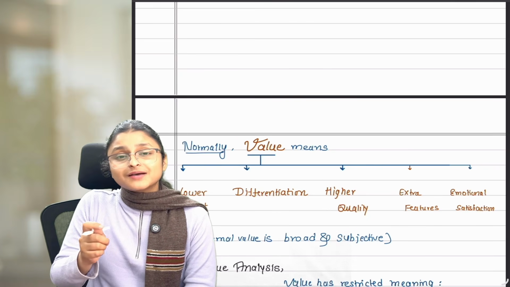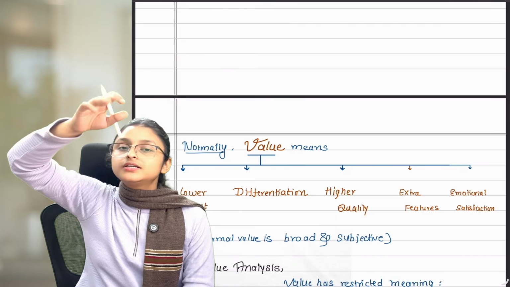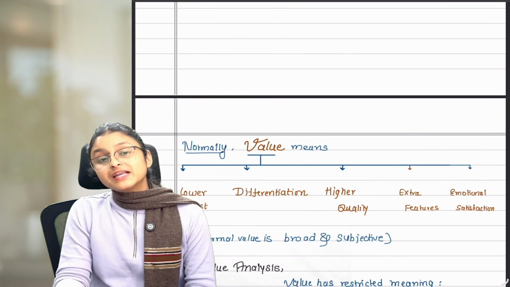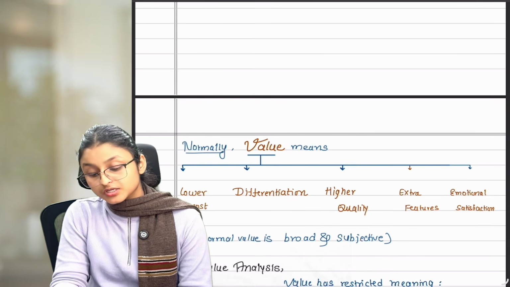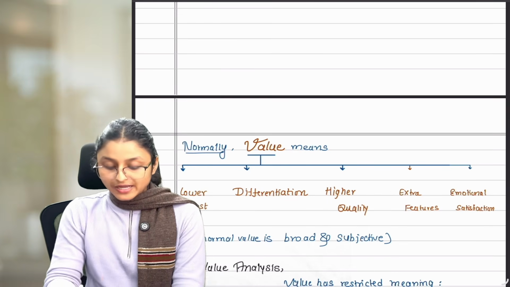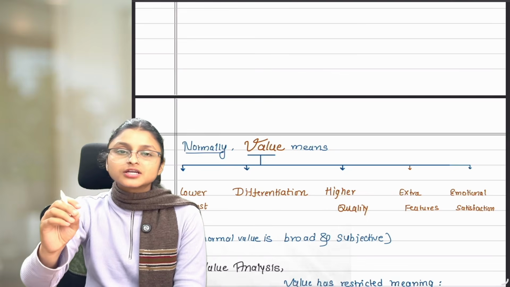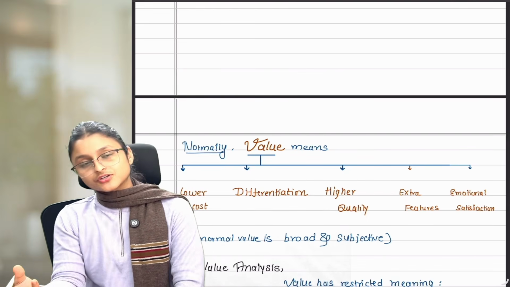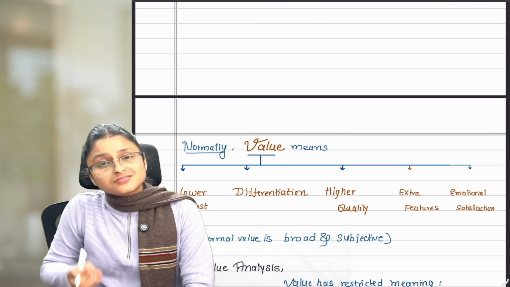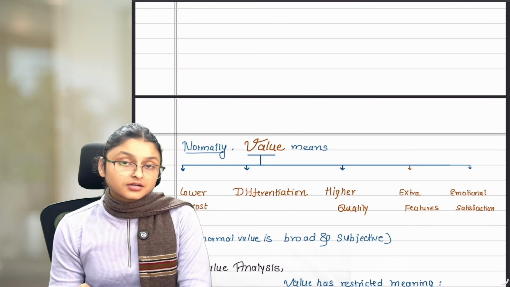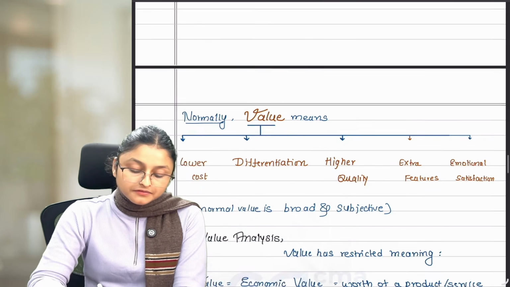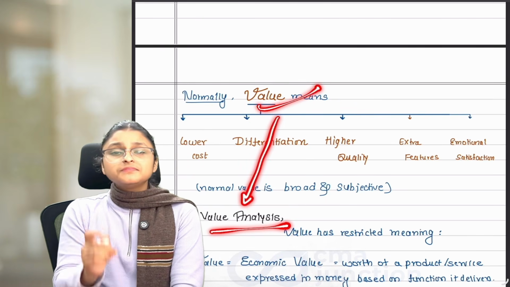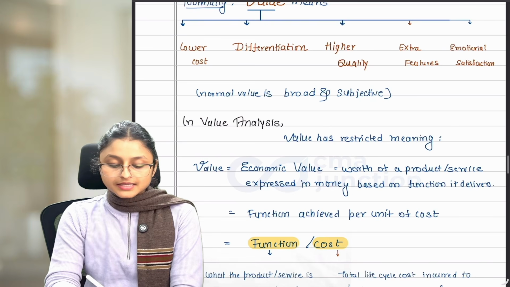If you are providing something of higher quality, that is also value. Extra features is value. If you are providing emotional satisfaction to your customer, that is also value. So value is broad and subjective. It can mean anything which creates satisfaction for the customer or adds some value for the organization, right? But when we say value in value analysis, then we mean only one thing, and that is economic value.